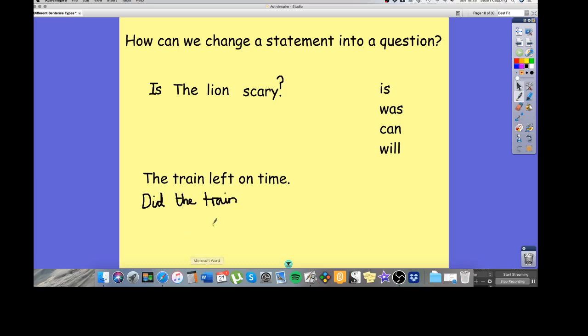Now, we can't just write left. We have to change left to leave. Left is the past tense. Leave is the present tense. It needs to be in the present tense.